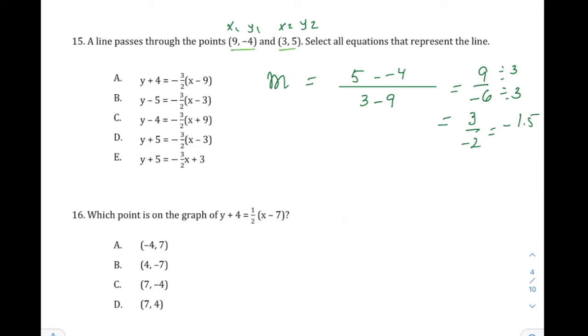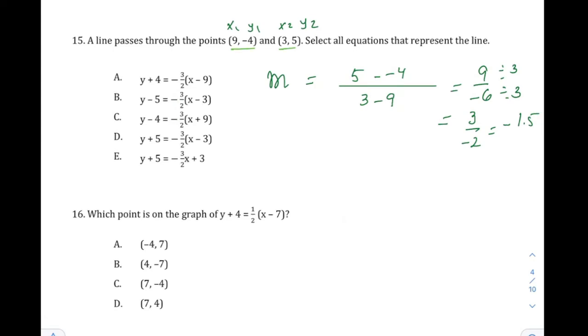Now, all of them have the same slope, right. So we cannot ignore for the while any slope. All of them have the same slope. And all of them are written in point slope form. So let's check which one has been substituted properly.